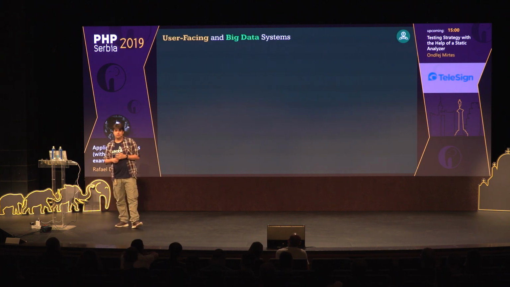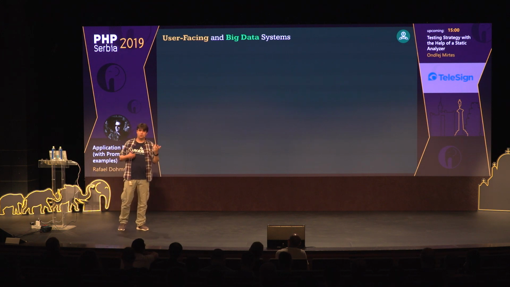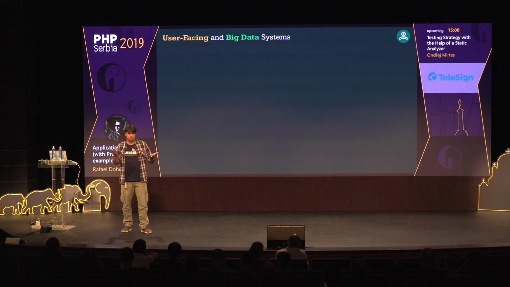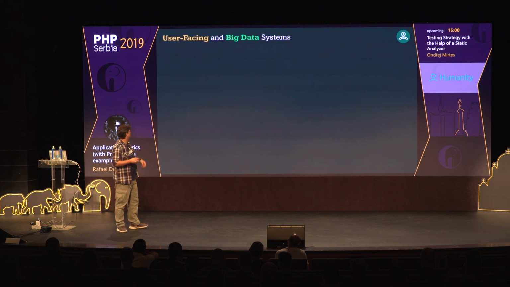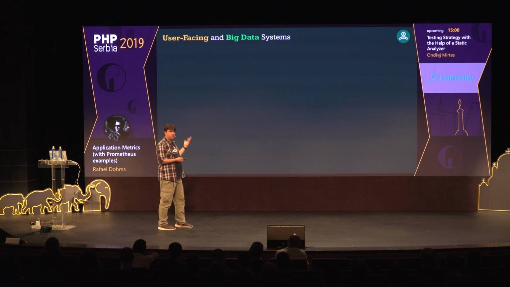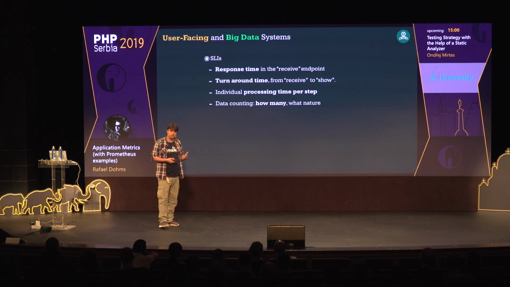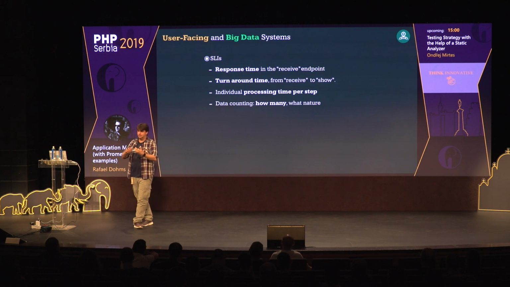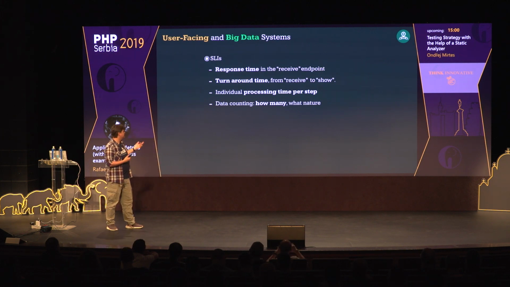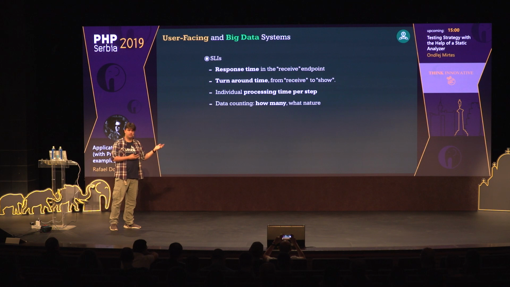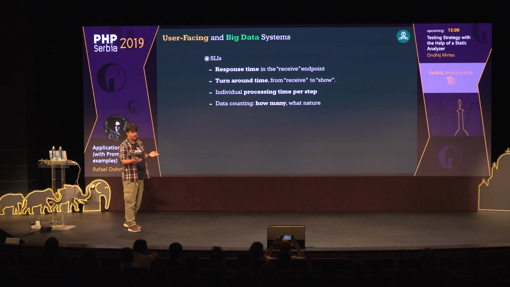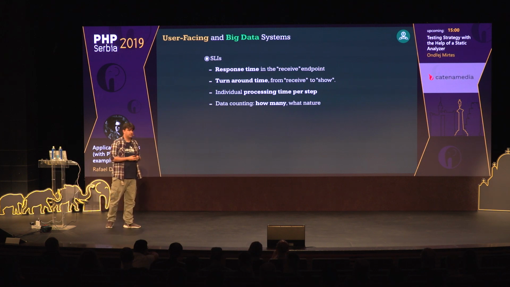We looked at the pipeline, and we concluded that it's a mix of a user-facing system with a big data system. So we have a public endpoint, and we receive a lot of data. Big data. So how do we measure? What do we measure there? So a couple of examples here is our response time. Response time is really important to us because it's the experience that the user is getting directly from us. The turnaround time, how long does it take for me to receive the feedback and that feedback show up in your dashboard? Or the individual processing per step.